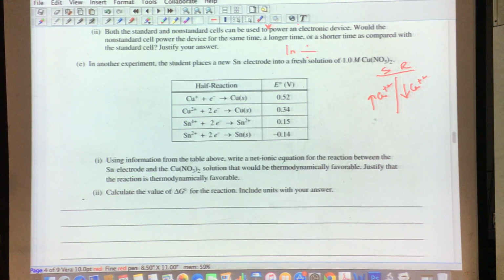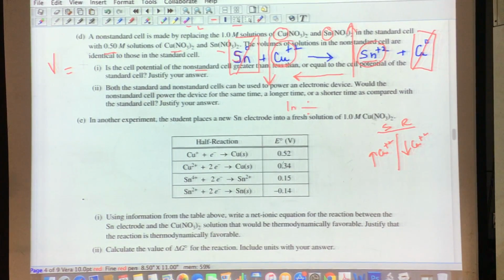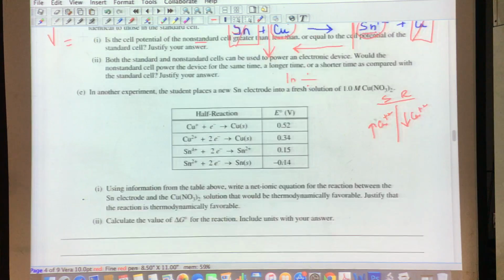Anytime they change the concentrations of the ions in a redox reaction, they want to know more or less volts. I want you guys to write the entire redox reaction and just do a Le Chatelier's problem. Am I increasing the reactants? Then the forward reaction goes more, I have more positive volts. Okay? If I make the reverse go, the volts drop.